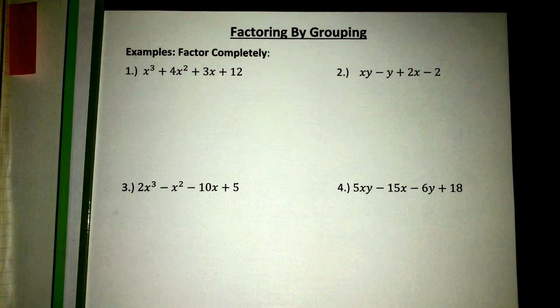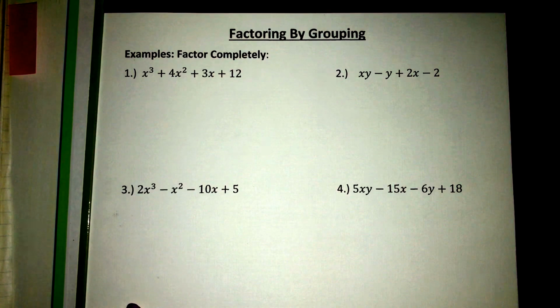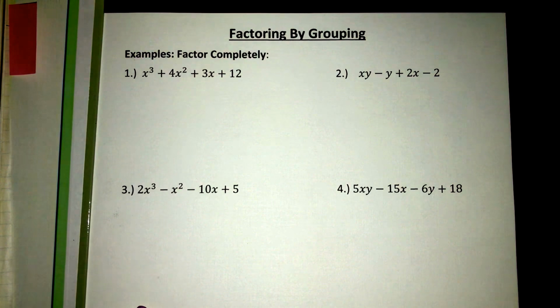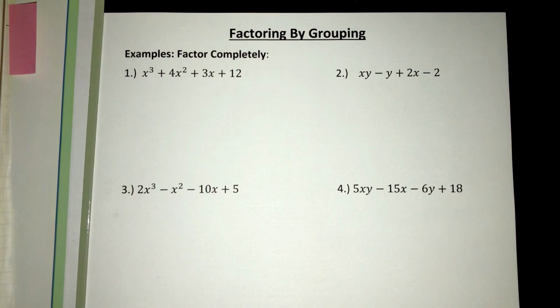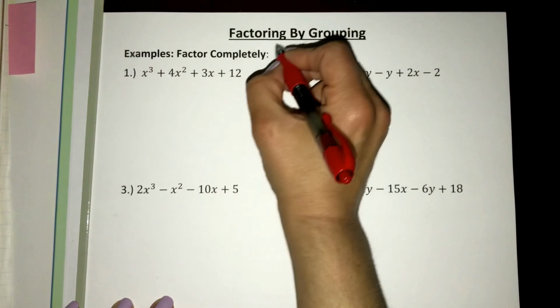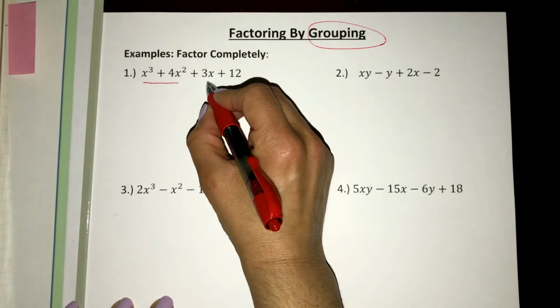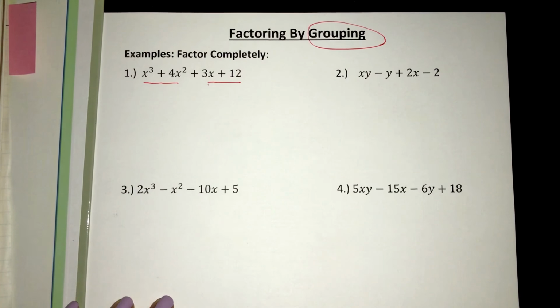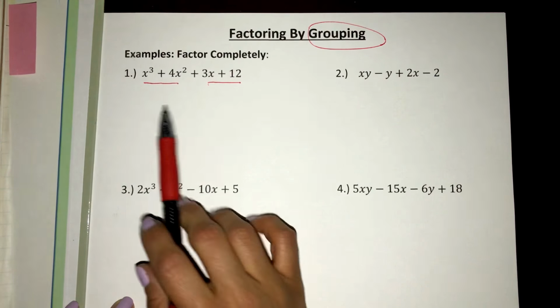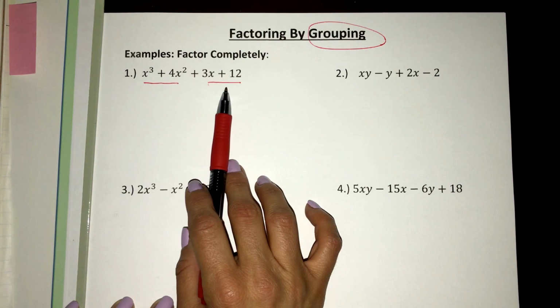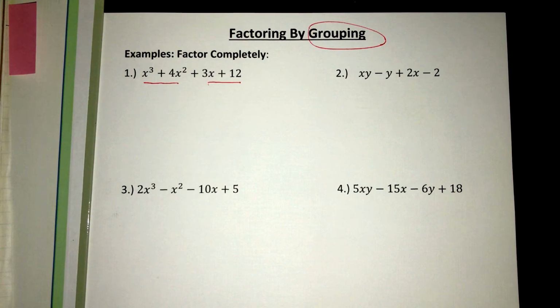This video will show you how to factor by grouping. Normally when we factor by grouping, for these problems, if you have 4 terms or more, you can try to see if you can factor by grouping. The way that factoring by grouping works is exactly the way the name says. What we want to do is group the first 2 and then group the last 2 terms together, and we're going to factor out the greatest common factor from each group. So let's start with the first example.